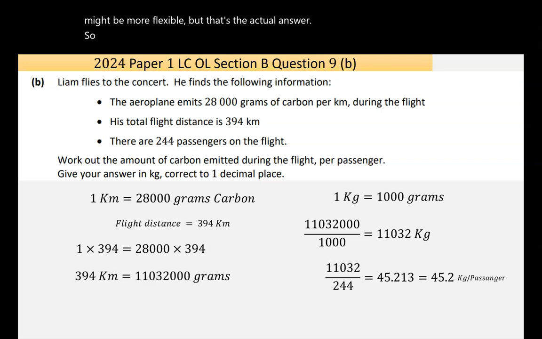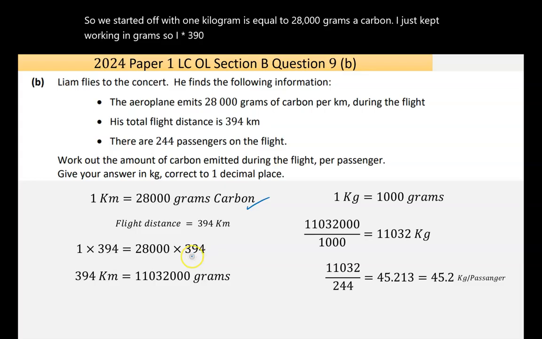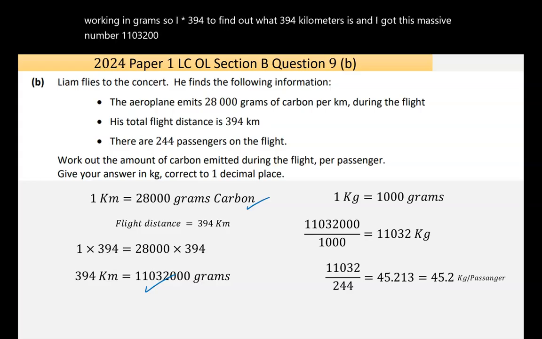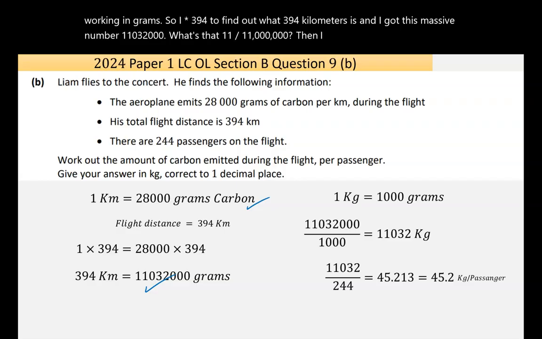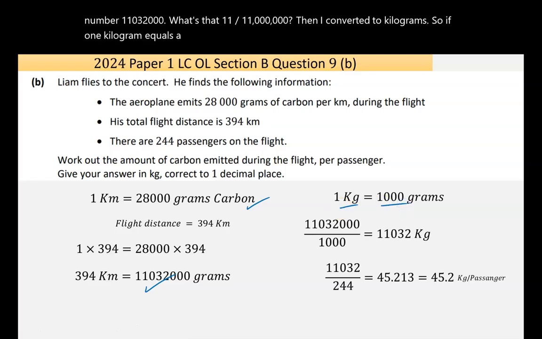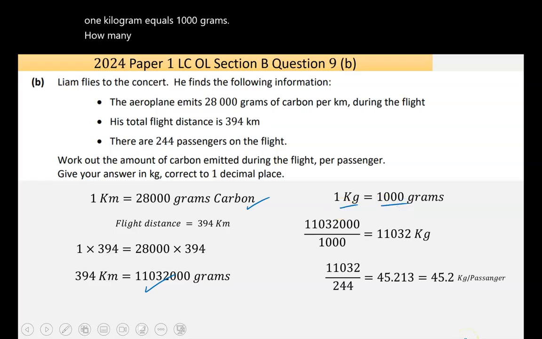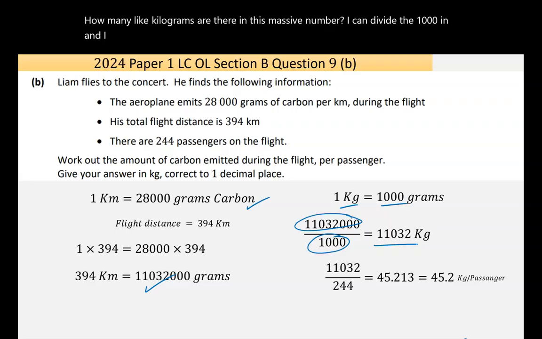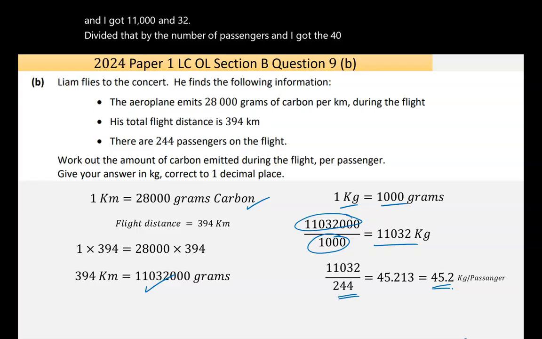So we started off with 1 kilogram equal to 28,000 grams of carbon. Now I just kept working in grams, so I multiplied by 394 to find out what 394 kilometers is, and I got this massive number, 11,032,000. Over 11 million. Then I converted to kilograms. So if 1 kilogram equals 1,000 grams, how many kilograms are there in this massive number? I can divide by 1,000, and I got 11,032. Divided that by the number of passengers, and I got the 45.2 kilograms per passenger.